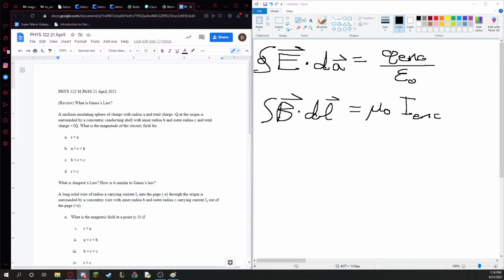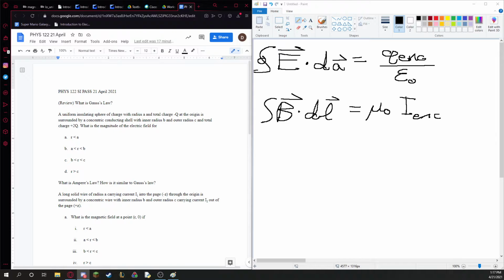Where we have symmetrical charge distributions, we use Gauss's law, and for Ampere's law, we have symmetrical current distributions, and we can use both laws to greatly simplify how we find our generated fields.